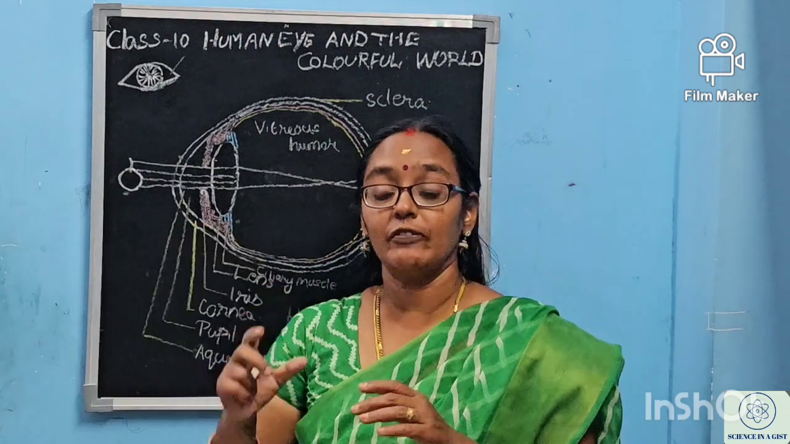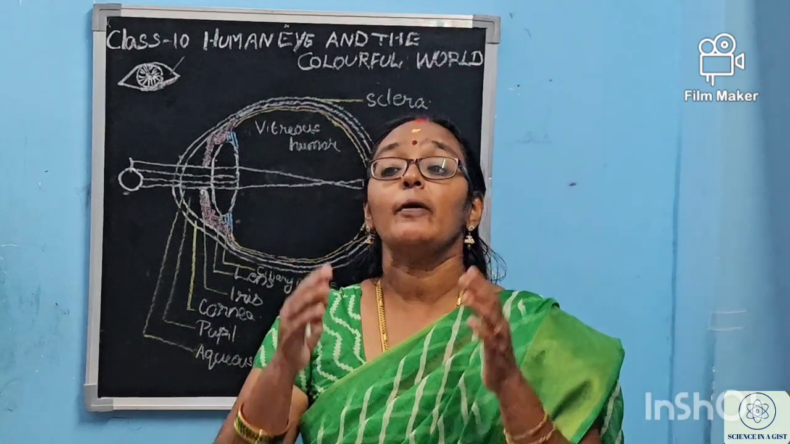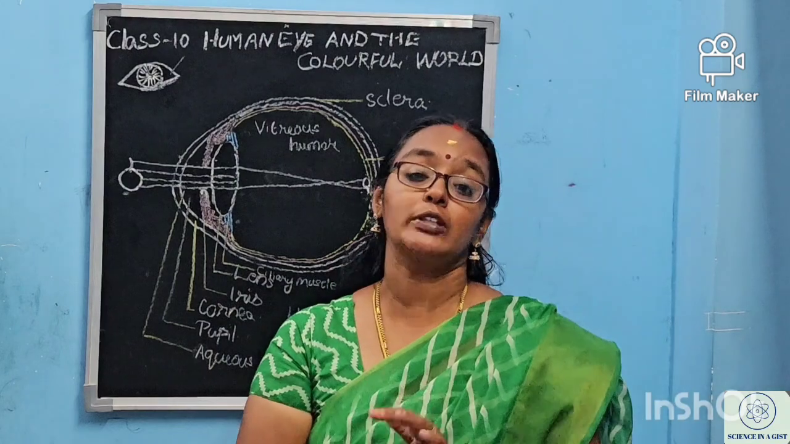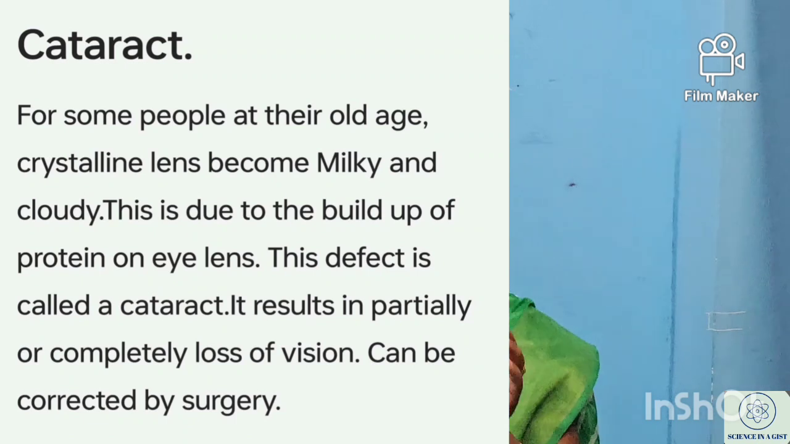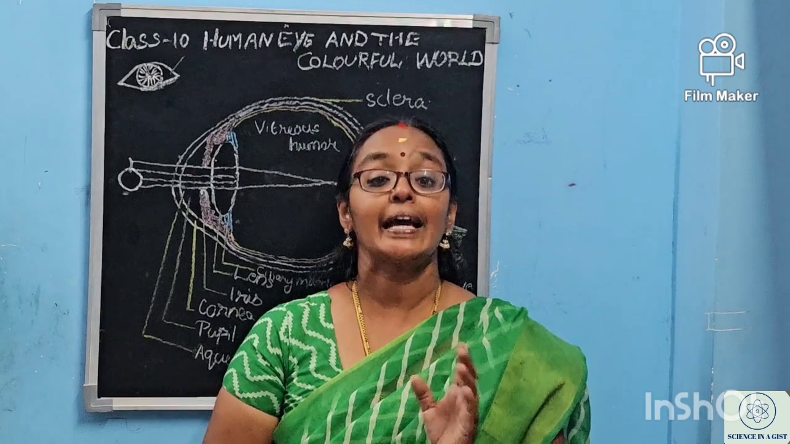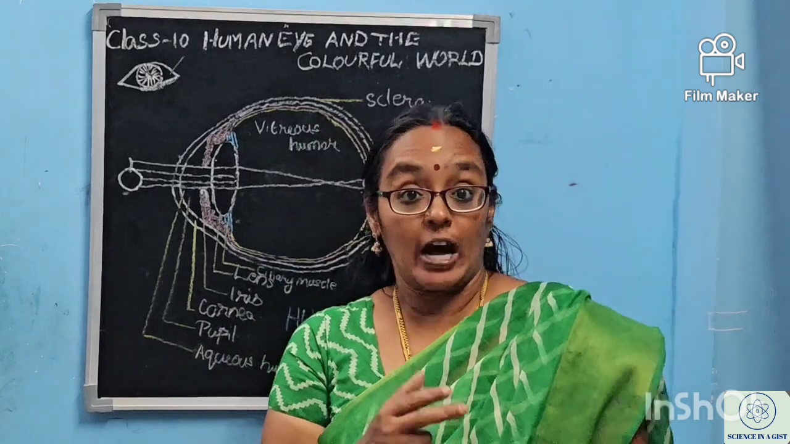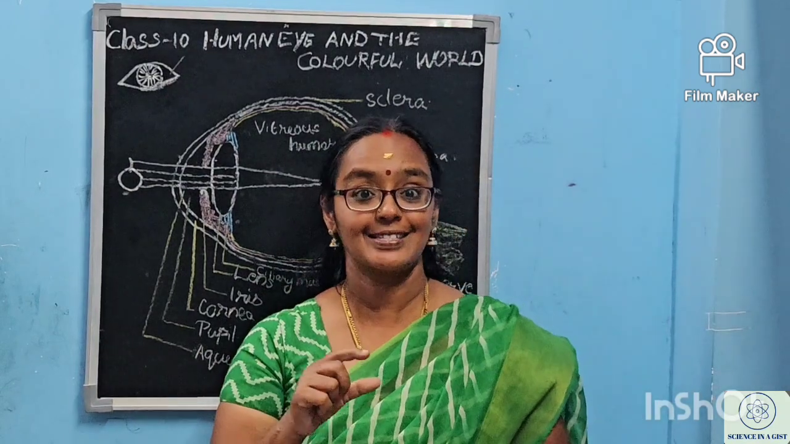At the end, if the crystalline lens has become more and more milky, it will be impossible for that person to see. The loss of vision will happen, which results in partial or complete loss of vision for the people who are suffering from cataract. How can we remove this cataract? By doing a simple surgery, the cataract disease can be removed.